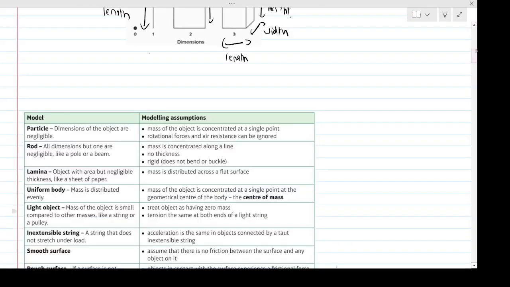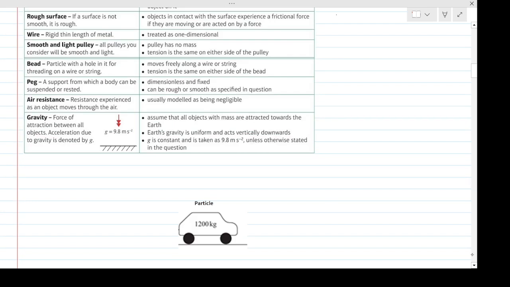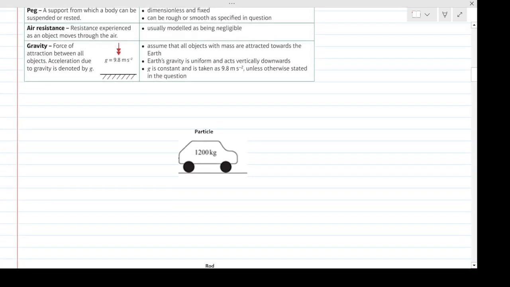So firstly, particle on the top. The assumptions are the mass is concentrated at a single point, and any rotational forces, so forces that cause something to move or turn or something like that, right? Like a centripetal force, something like that. Any rotational forces and air resistance can be ignored.